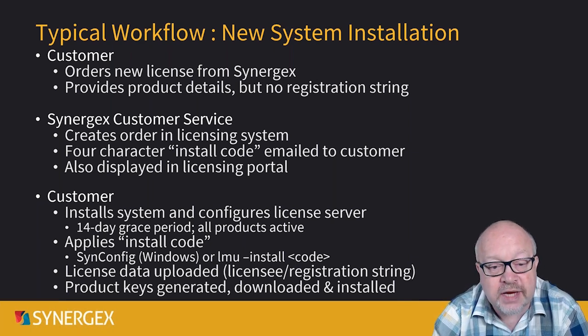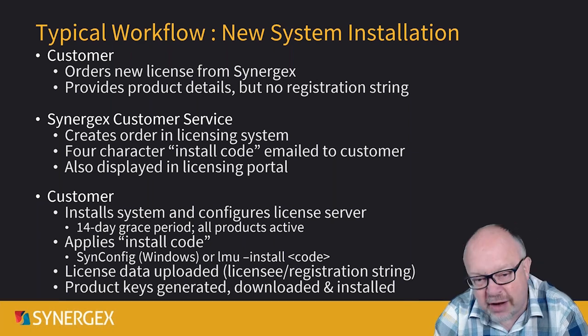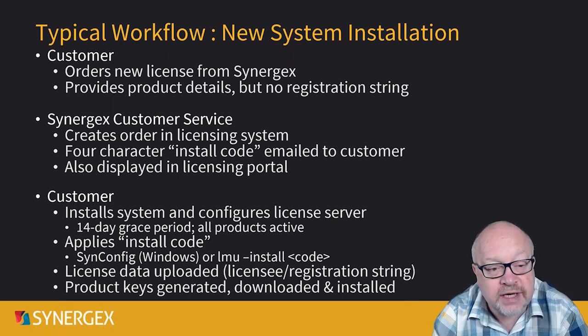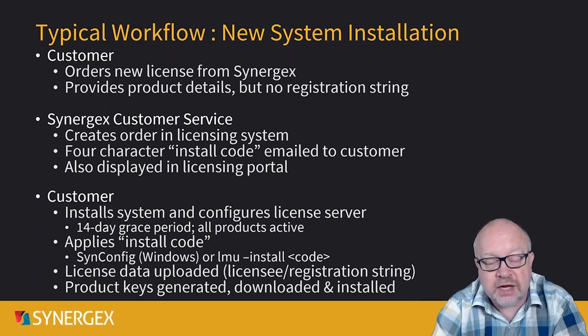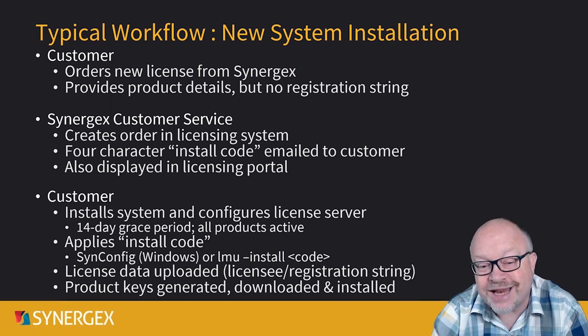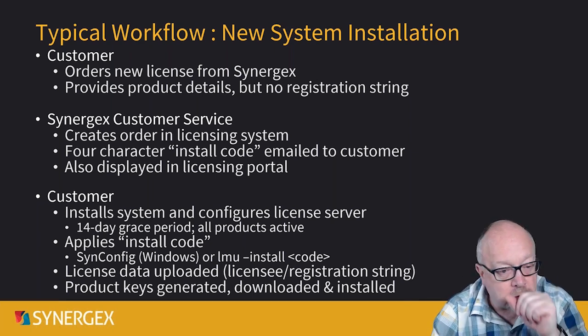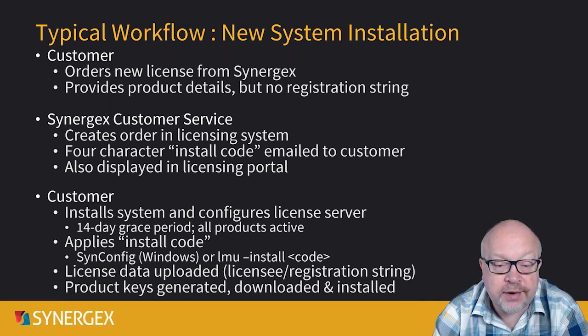And what they do is they will generate and issue, generally through email, a 4-character alphanumeric install code. You can also see these in the licensing portal once a new license is created. And that 4-character code is basically all you need to get the system up and running once you've installed the software.